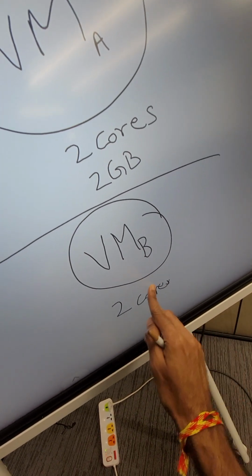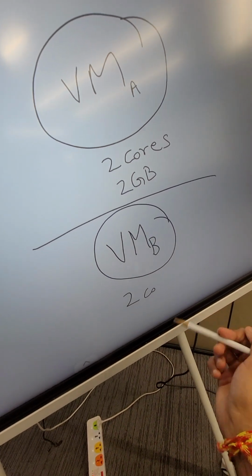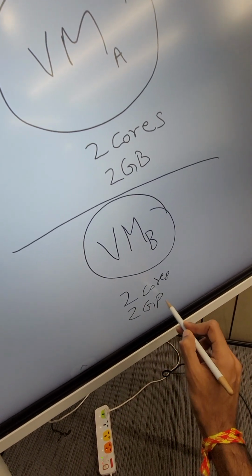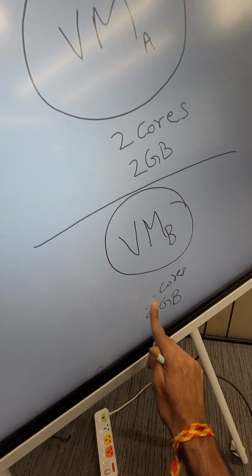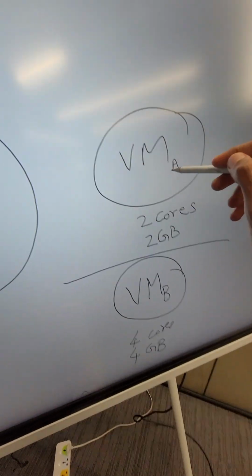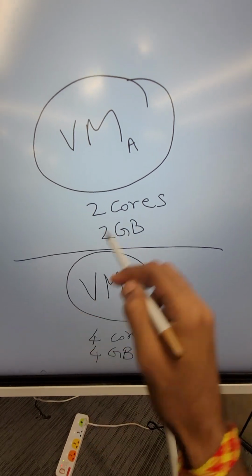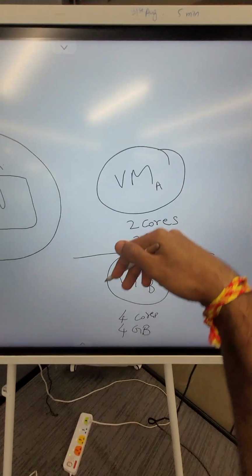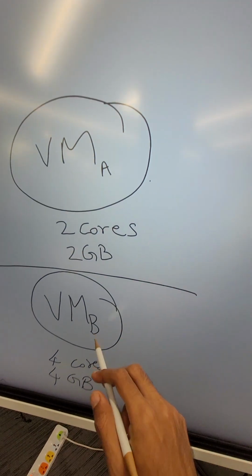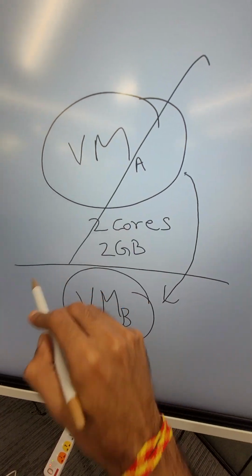Or what you can do, you can create VMB with 4 cores and 4 GB of RAM over here, and then have all the traffic go here first, and then kill this application. You can kill this VM, right? You can do that. So that's one way, basically, moving from VMA to VMB and then killing VMA.